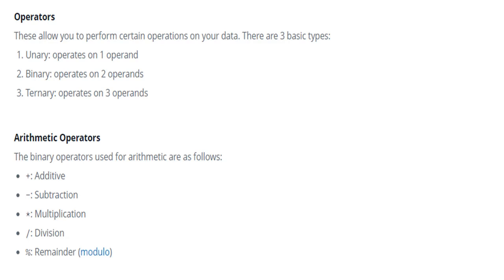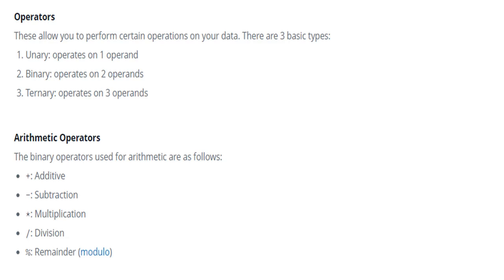And next is the binary operator that operates between two operands. For example, a + b, a - b, a * b. These are all binary operators. And ternary operators, so what are ternary operators? We will discuss further in detail.